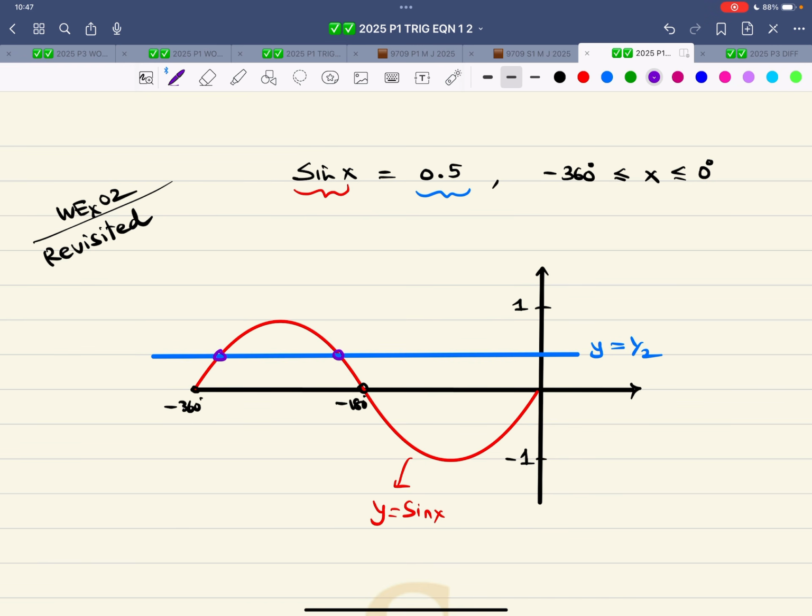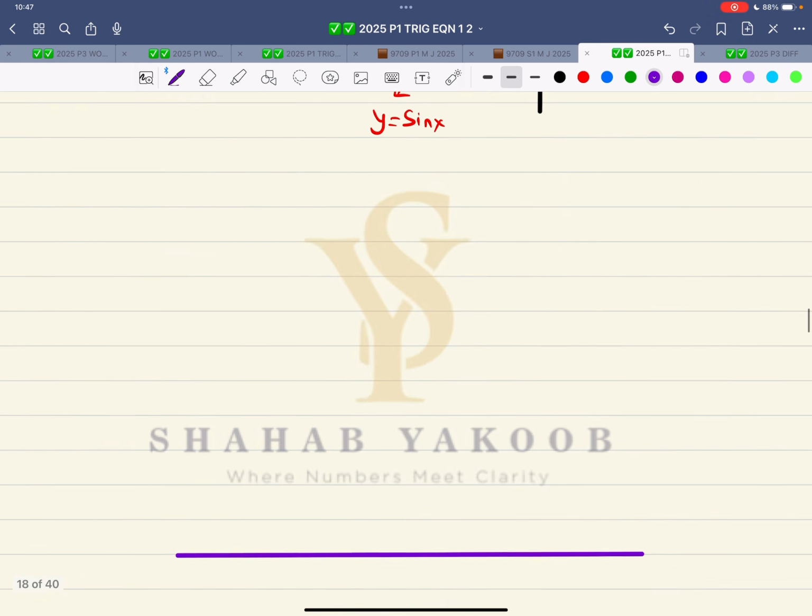Now let's look at the solution. The same symmetry should be there. That is the difference of 30 degrees. The difference of 30 degrees. So 30 degrees before negative 360, this one is negative 330. 30 degrees after in this direction, that is negative 210. And that is exactly the same answer.